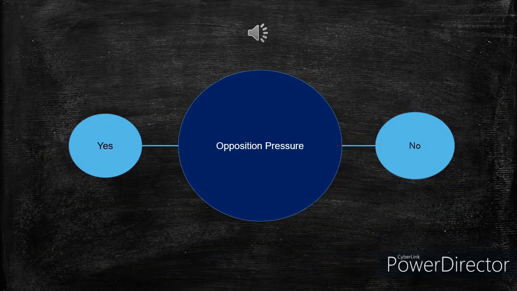Opposition pressure is deemed when an opposition player is within 2 metres of the intended receiving player within the forward 50 arc.